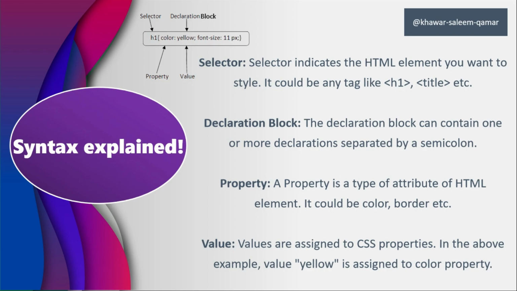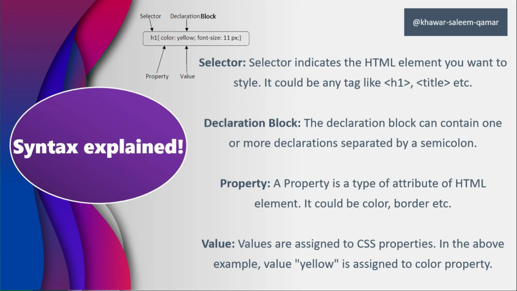And next, the declaration block. The declaration block can contain one or more declarations separated by a semicolon. So for the selector that we just selected, whatever property of it we want to style, we write it and the value of that property inside this declaration block. And if we want to apply style for multiple properties, we write those multiple properties separated by this semicolon.